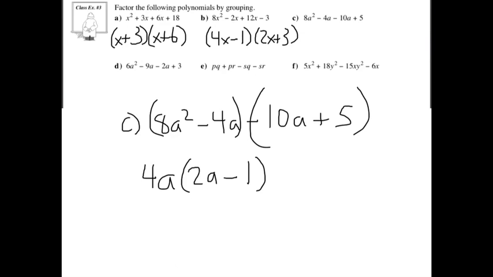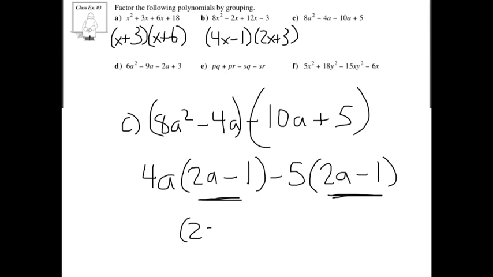With the next bracket, we have negative 10a plus 5. Now, it's not going to look anything like the last set of brackets that we came up with, so you're going to actually have to divide this not by a positive 5, but by a negative 5. Okay, so we have negative 10a divided by negative 5 is going to give you a positive 2a. 5 divided by a negative 5 is going to be a negative 1. So now we've got this in common, 2a minus 1. You can bring that out, so 2a minus 1, and you're left with 4a minus 5.